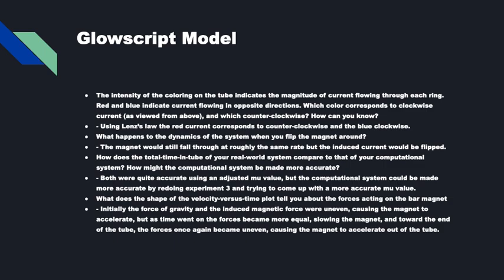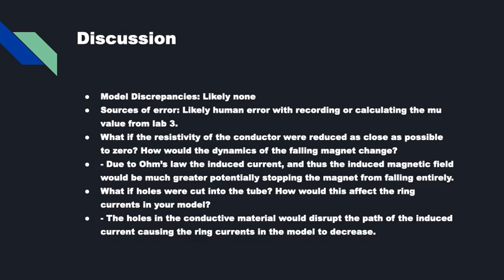What does the shape of the velocity versus time plot tell you about the forces acting on the bar magnet? Initially, the force of gravity and the induced magnetic force were uneven, causing the magnet to accelerate, but as time went on, the forces became more equal, slowing the magnet, and toward the end of the tube, the forces once again became uneven, causing the magnet to accelerate out of the tube.